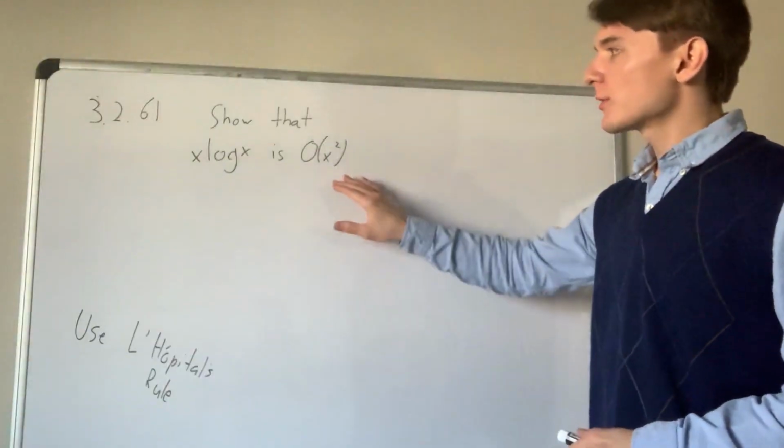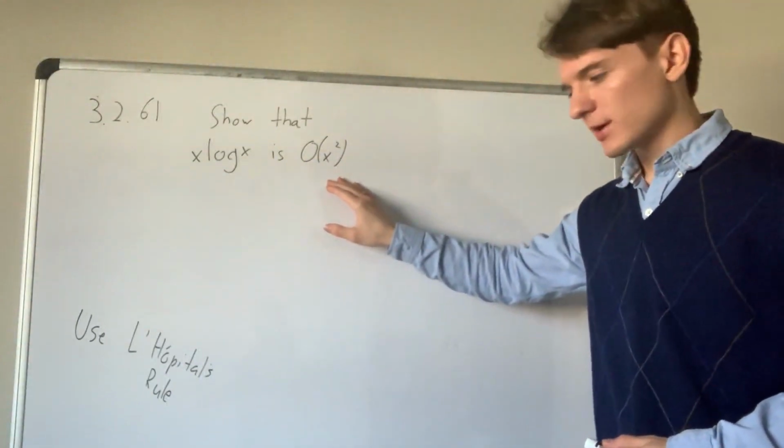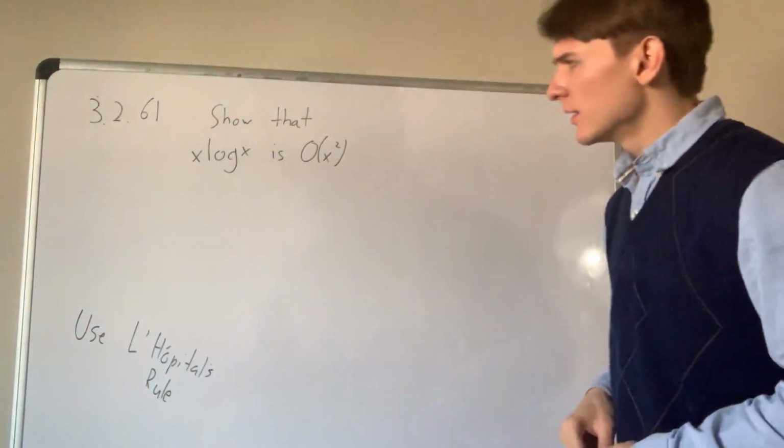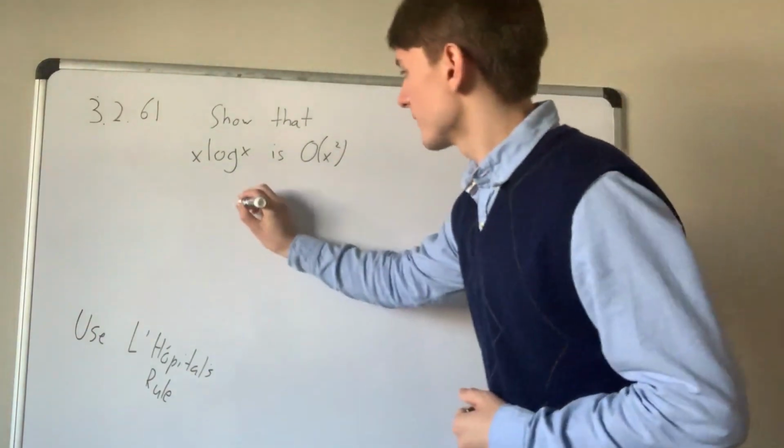Part 2, show that x log x is big O of x squared. Well, let's set up a limit just like before.